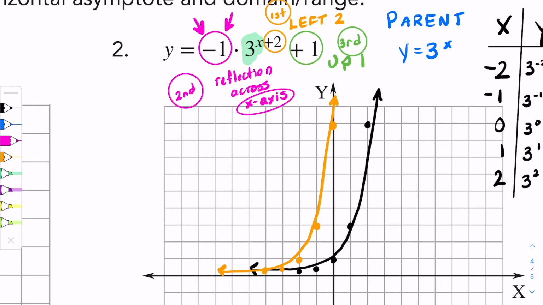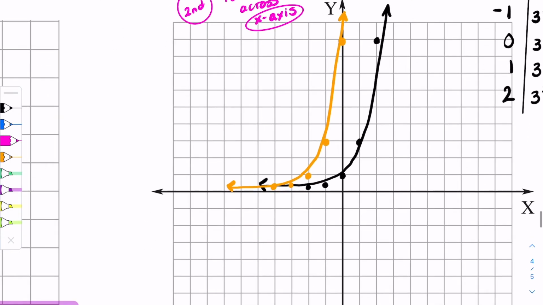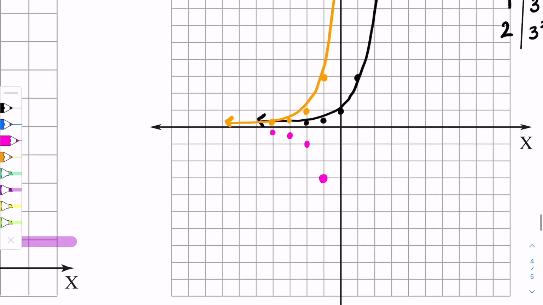We're reflecting across the x-axis. So just like we did before, you can multiply these points or you can physically just count. If this is 1 unit above, this is going to be 1 unit below the x-axis. This is 3 units above, so I'm plotting a point 3 units below the x-axis. This point's 9 units above, so my new point is going to be 9 units below.